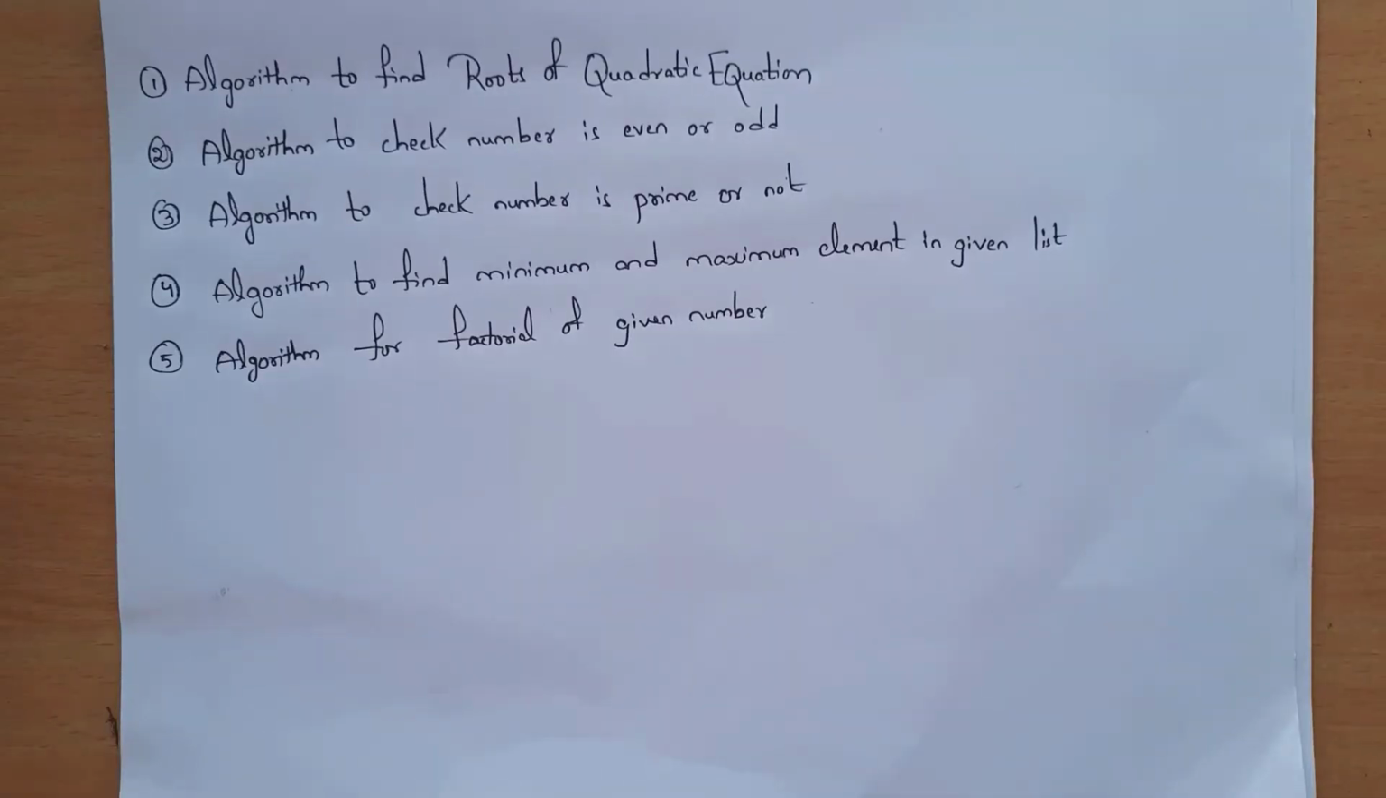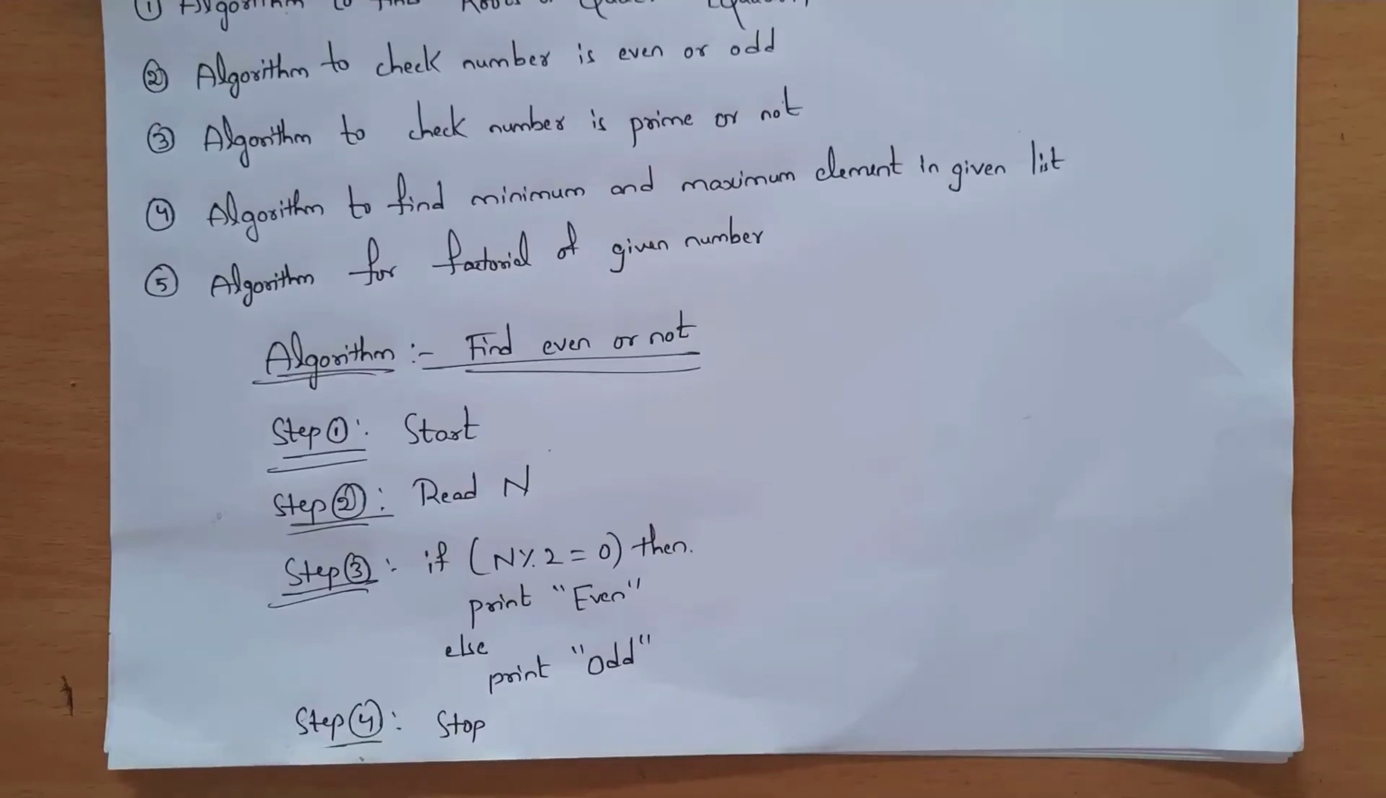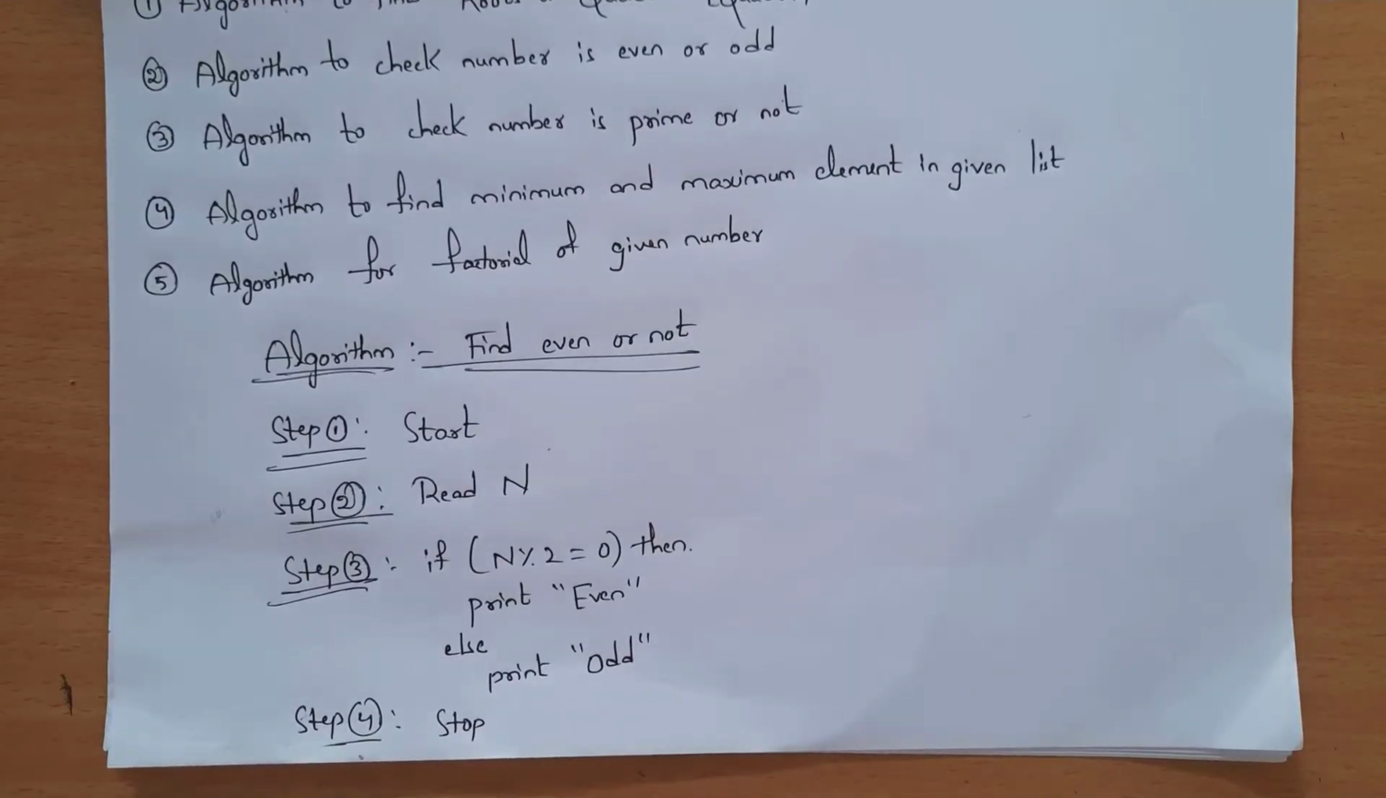Next topic is the algorithm to find roots of a quadratic equation, and I will also explain algorithms to check whether a number is even or odd, to check whether a number is prime or not, to find maximum and minimum elements in a given list, and the algorithm for factorial of a given number. First, I will explain the algorithm to check whether a number is even or odd.